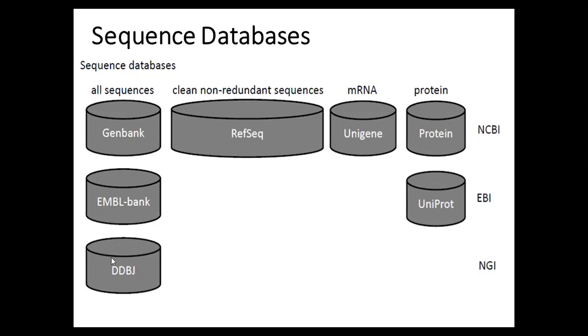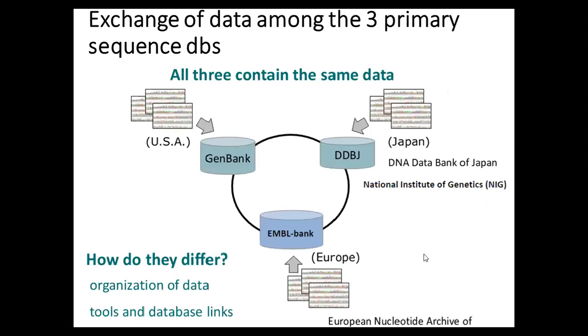Okay, DDBJ is the primary sequence database hosted by Japan. So if you look at this, I know you have some confusions because anyone can upload to any of these three databases. How do these databases work together? That's actually an interesting question. Actually, all three databases share their data, so at the end of the day, all the databases contain the same data.